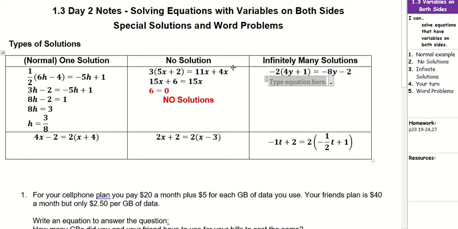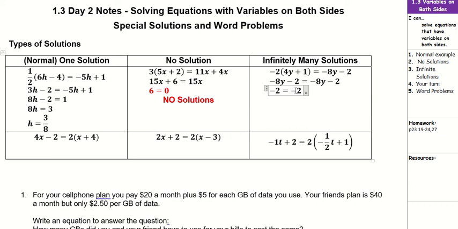This one's kind of like a no solution, but something funny happens at the end. So here I am going to use my distributive property again. So -8y minus 2 equals -8y, and just bringing this down, minus 2. Now I want all my variables on one side and all my constants on the other. So I'm going to add 8y to both sides. Negative 8y plus 8y is 0. Negative 8y plus 8y is 0. So on the left side, I'm left with just negative 2. And on the right side, I'm left with just negative 2 because I added 8y to both sides.